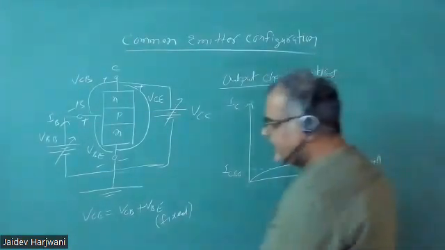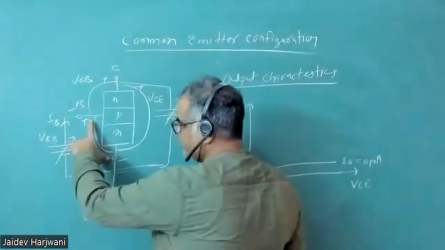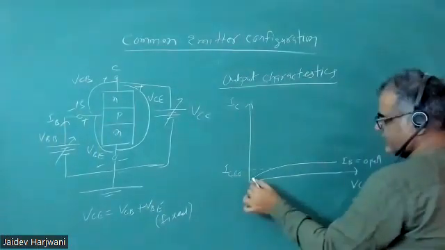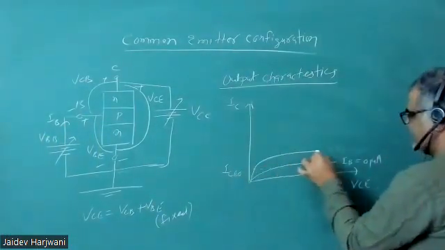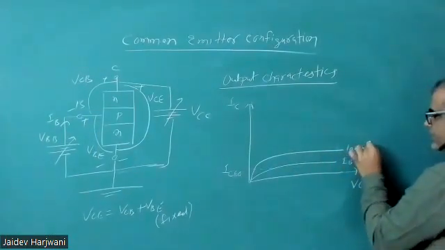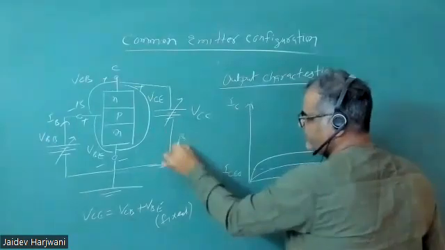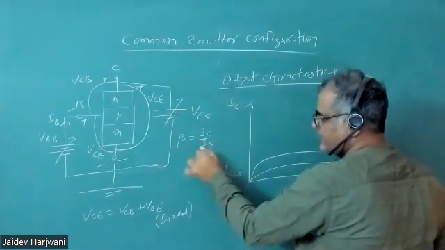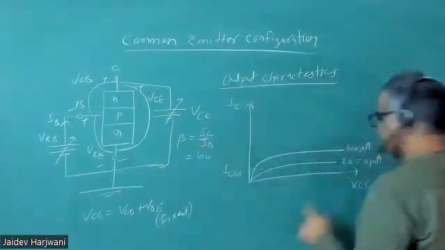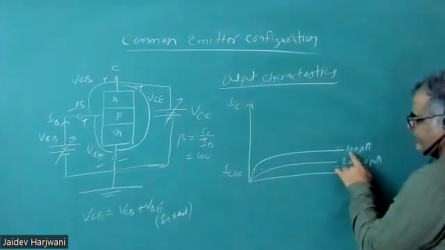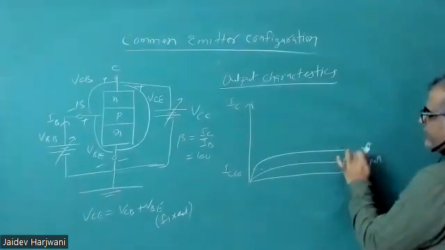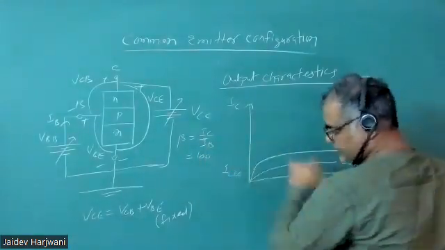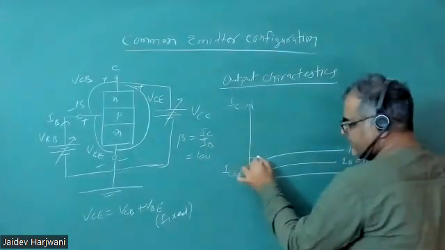Now suppose I increase the battery slightly, so my VBE will become 0.7, and I get some current. Say this current IB is 100 microampere, and the current gain for the given NPN transistor is, let us say, 100, that is IC upon IB. So when IB is 10 microampere, and beta is 100, IC will automatically become 1000 microampere, which means 1 milliampere.